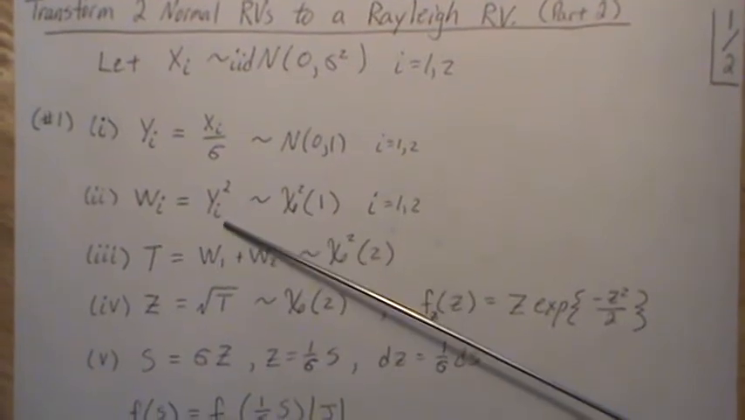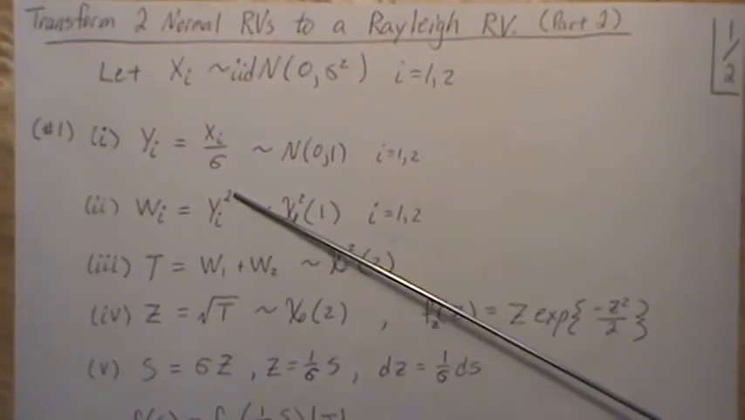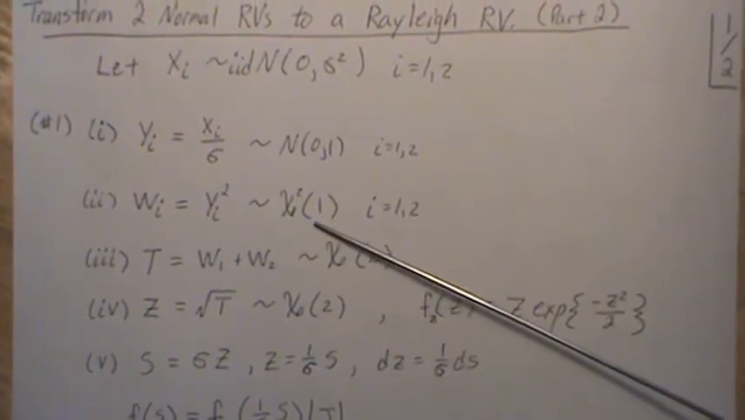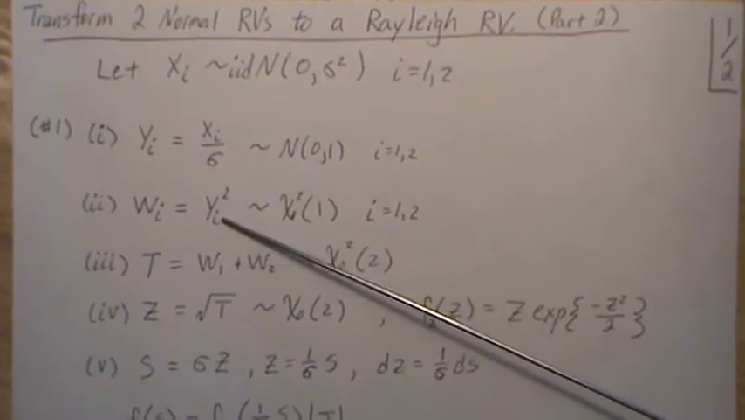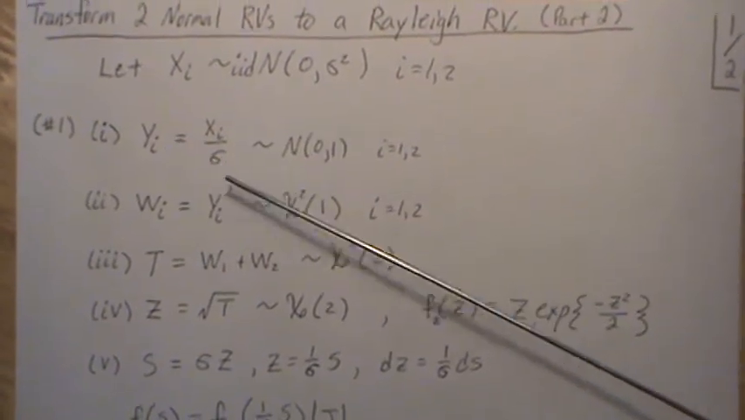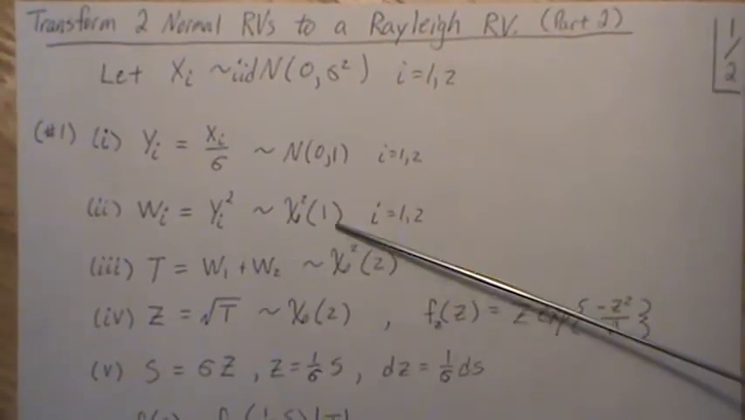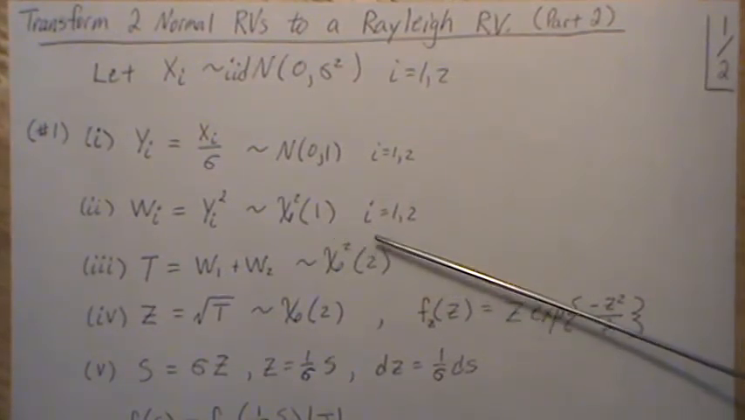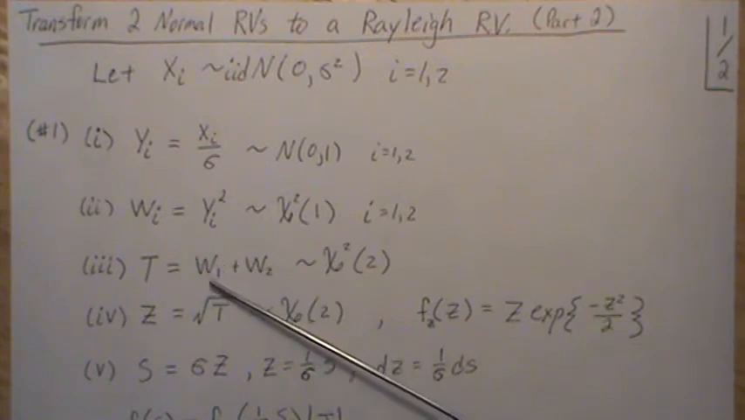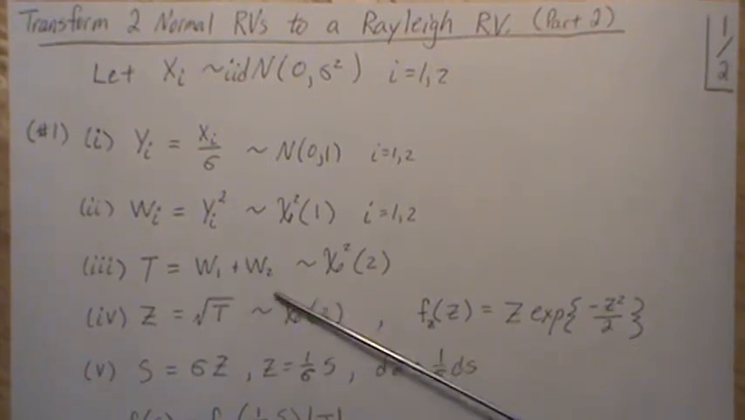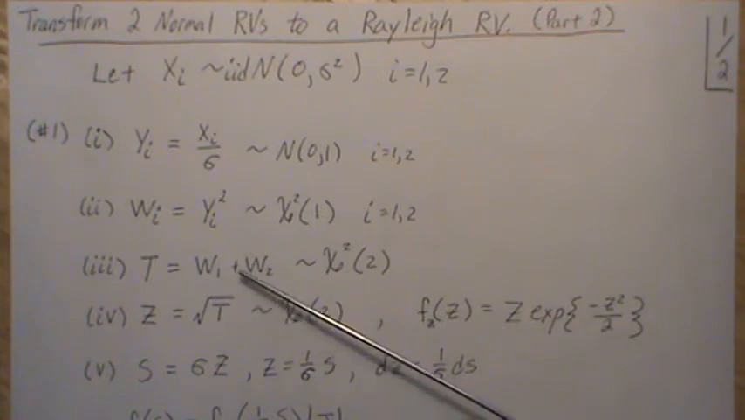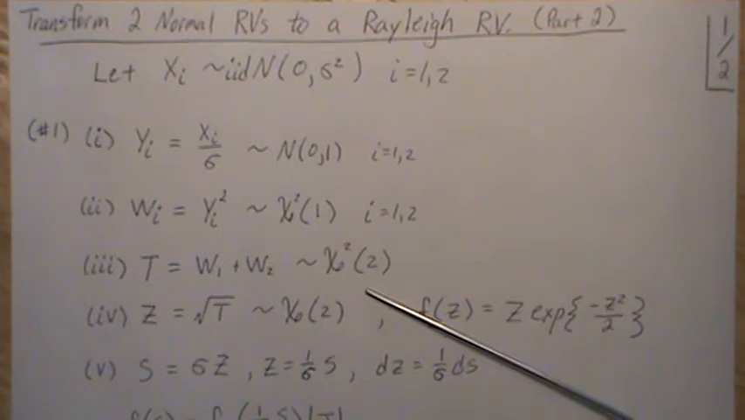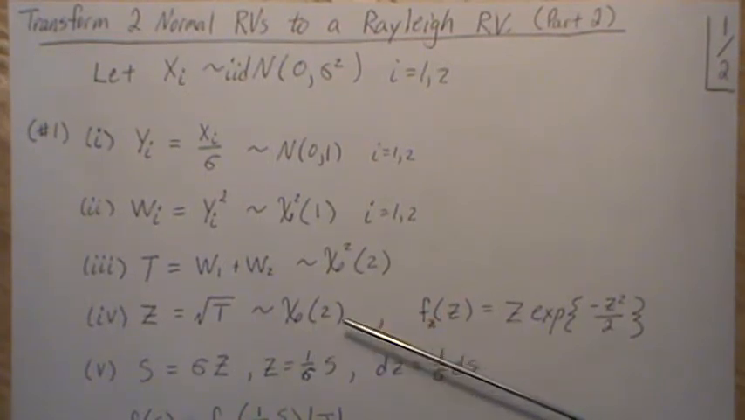Now if we square the Y, so Yi squared, call it W, then W follows a chi-squared distribution with 1 degree of freedom. And they're independent, right? The X's are independent, the Y's are independent, the W's are independent. So we have two independent chi-squared random variables with 1 degree of freedom. Let's let T equal W1 plus W2. Then if you sum independent chi-squared random variables, you add the degrees of freedom. So T is a chi-square distribution with 2 degrees of freedom.